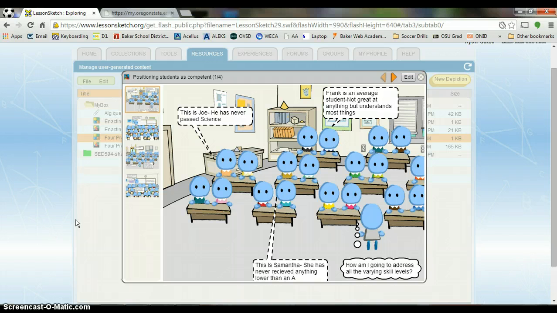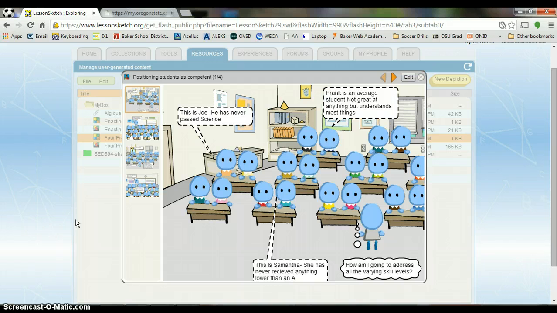So the first one that I have is positioning students as competent. Now, the way I see it, this is individualizing content and making sure that you're teaching to all the students and not just the students in the middle skill level. And that's one of the things here.